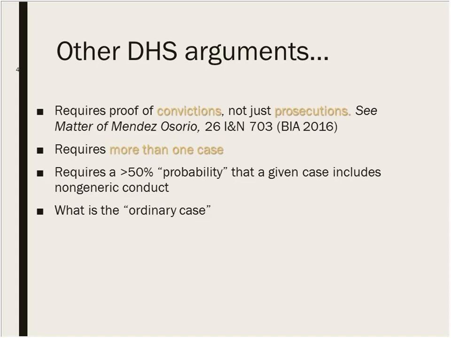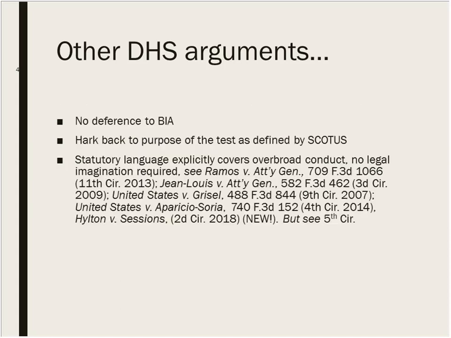They also say you can't just show one case, you have to show more than one case. They make this kind of crazy, weird argument that to show a probability, you have to show greater than 50% that your case was the non-generic conduct, which isn't really based on anything and doesn't make any sense. And then in the past, they've made this argument that realistic probability is equivalent to something that we saw in the ACCA and crime of violence context called an ordinary case, which has to be like the typical case, right? The typical case has to be for the non-generic context. And we have a lot of very good responses to these arguments.